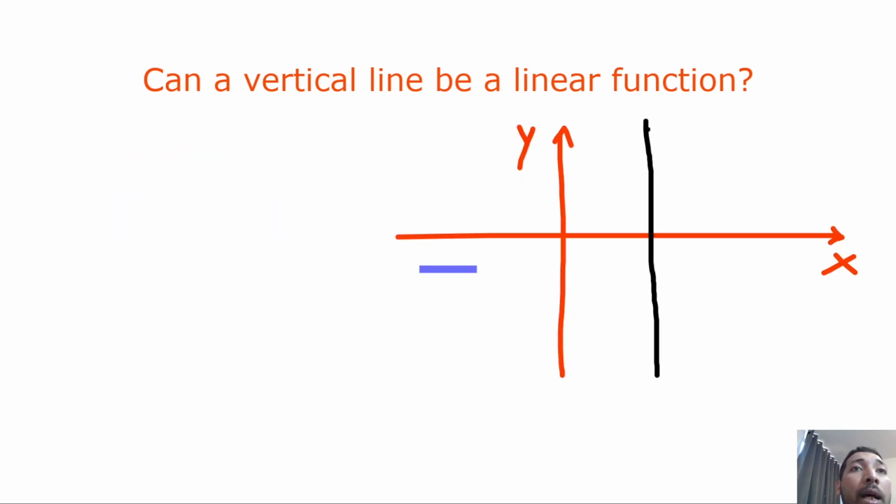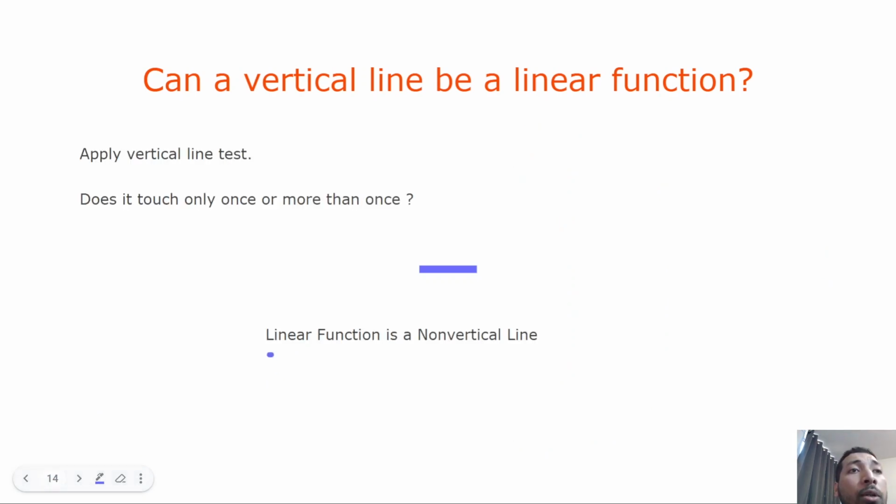If we apply a vertical line test over here, let's say this is the vertical line, we can see that this vertical line overlaps the black line. So it touches more than one point. Actually, it touches at all points. So this vertical line cannot be a linear function. So remember that any vertical line on the graph cannot be a linear function. So here is a quick note. A linear function is a non-vertical line.